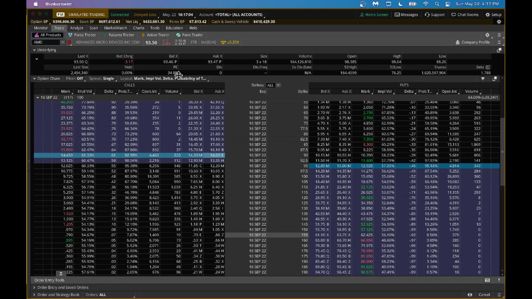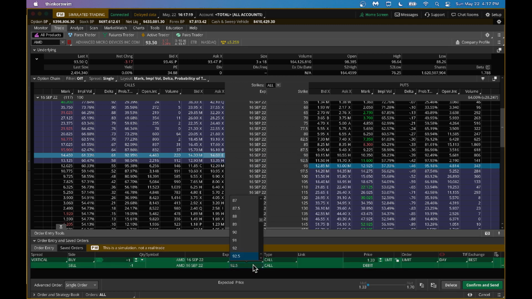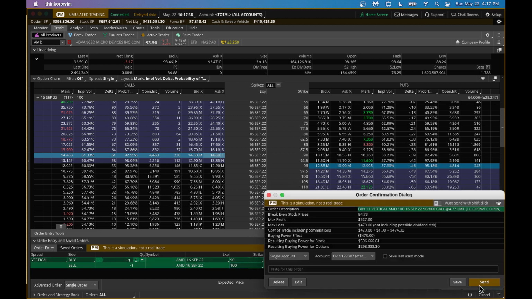All right, let's go back here, and we've got the trade right here. Looks okay, our trade has gone away here. Let's go here, 90, and place this trade right now. Vertical, we are buying a vertical spread here, 90 and 100. All right, so we are doing this trade right here. We're buying this spread, and I'll confirm and send here.